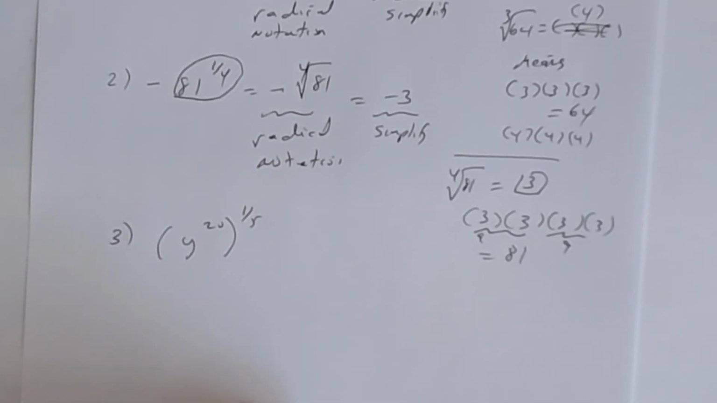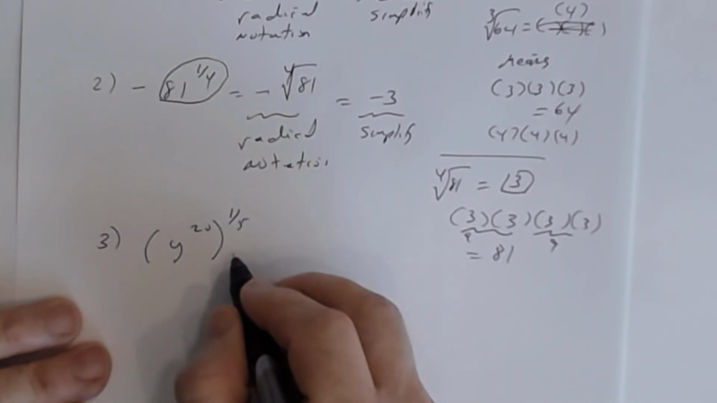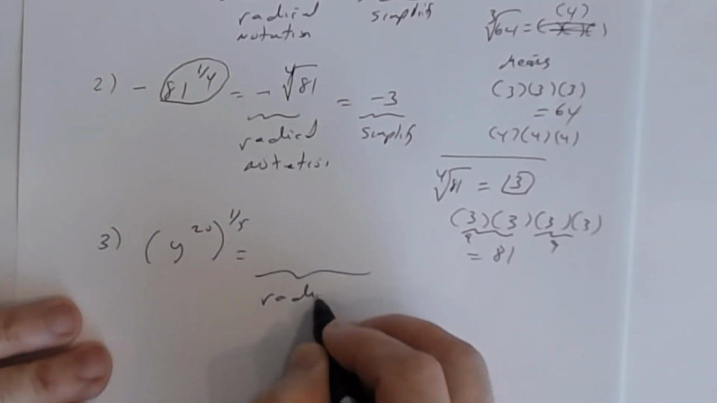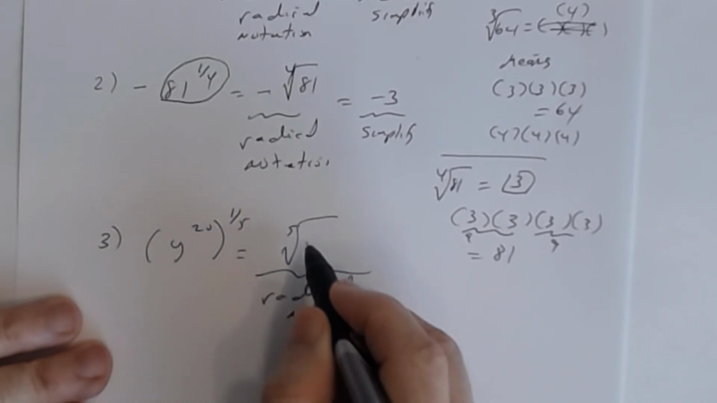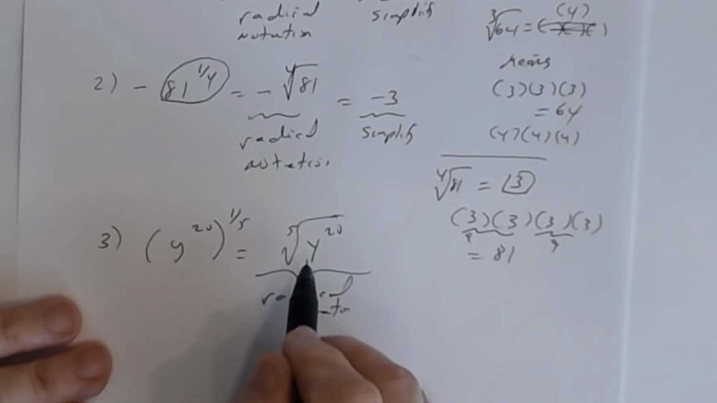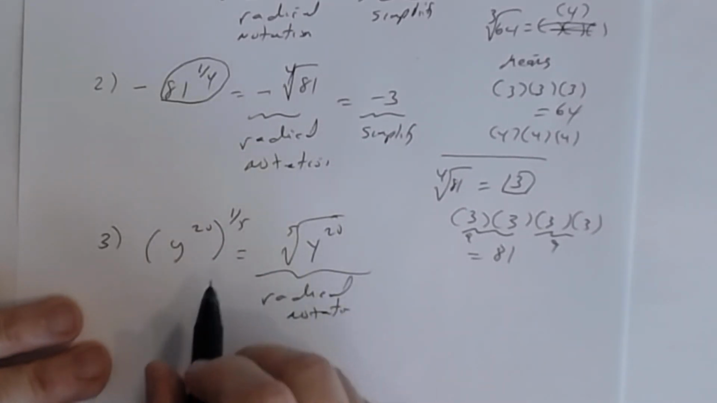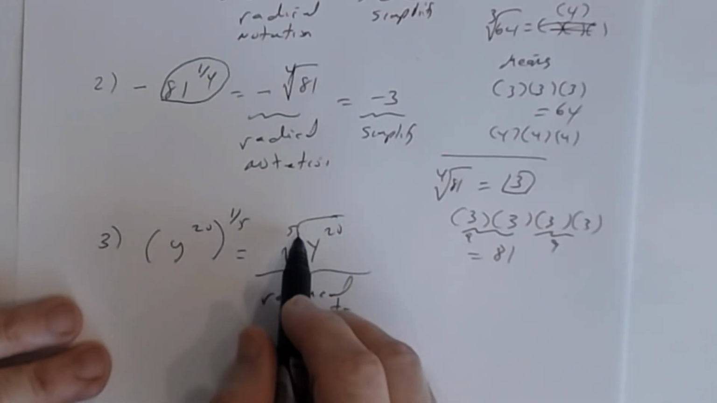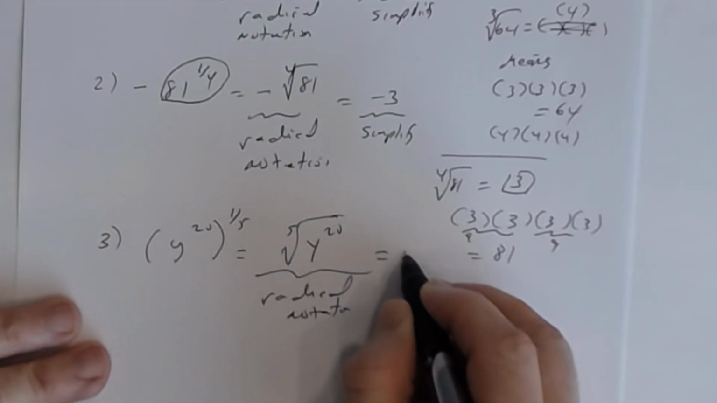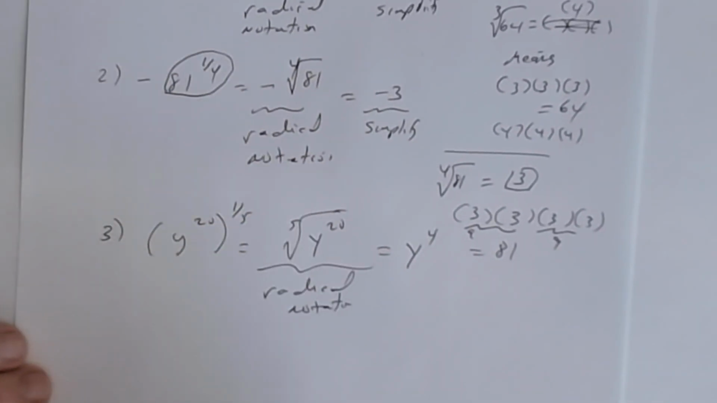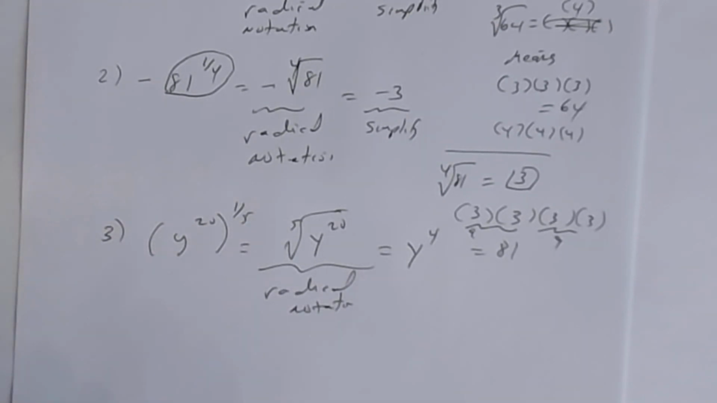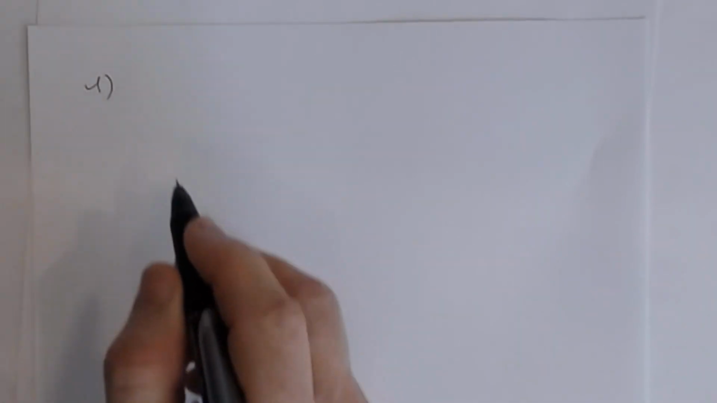Y to the 20th raised to the 1/5. Radical notation means the 5th root of y to the 20th. And now that looks like something you had a week ago or a week and a half ago. 20 divided by 5 is 4. So simplified, the answer is y to the 4th power. And that's it. That's all you do. All right, number 4, we have, let's see.